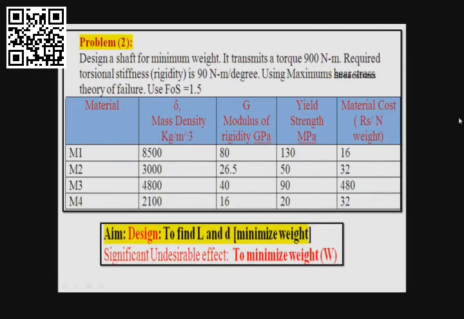These are the materials given in the problem. A total of 4 materials are given and their properties are given. Density is given, modulus of rigidity and yield strength, and material cost is given in terms of rupees per Newton. Here our aim is to design the shaft, that is to find its length and diameter or cross sectional area, so that the weight will be minimum.